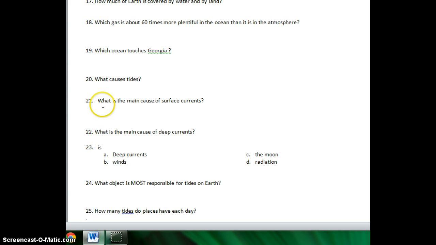Number 21 says, what's the main cause of surface currents? That is the wind blowing across the surface of the water. And then what's the main cause of deep currents? That's the difference in densities. And the difference in the density is caused by the difference in the temperature and the difference in the salinities.